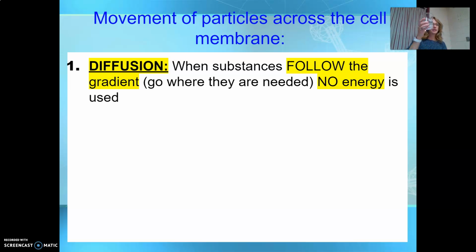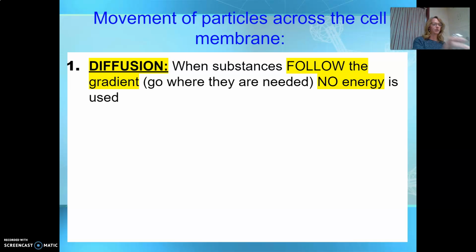That is the same concept of taking this beaker of water. I'm going to drop in some food coloring. That food coloring moves where it's needed. Now, it might take a while because of the temperature of the water, but eventually my whole entire beaker will be the same color because those little green coloring particles go where they are needed, and they move where they are needed until everything is equal. So I did not have to add energy to this. That is diffusion, where particles are going where they are needed.